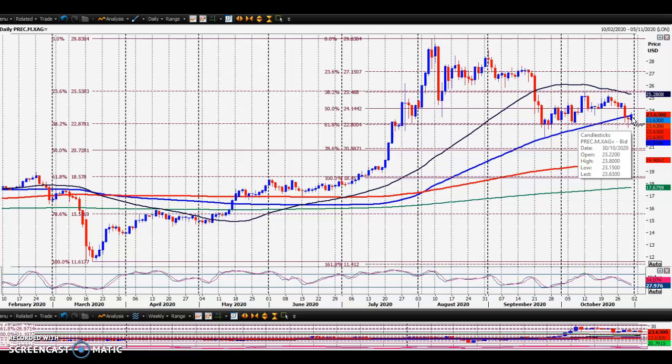I don't trade silver anywhere near as much as I trade gold, and I'm going to leave it alone now. I'm going to trust the gold chart. The silver chart, I'm not really sure. Obviously, holding above 23.55 in theory would be quite positive, but no, I'm going to leave it. I'm going to focus on gold this week.